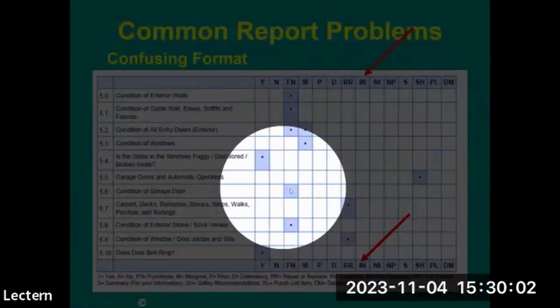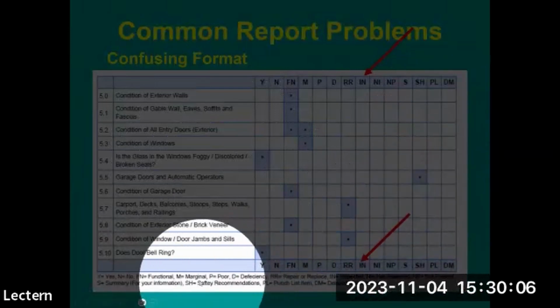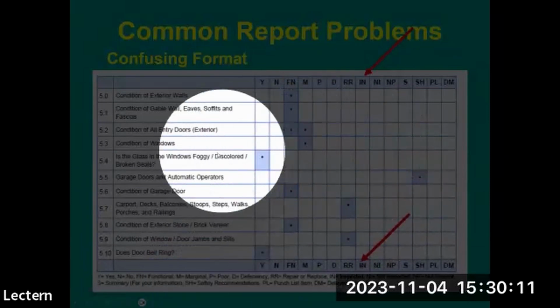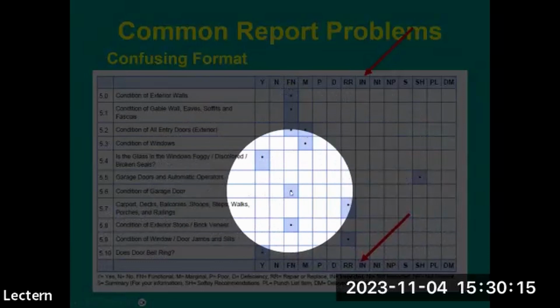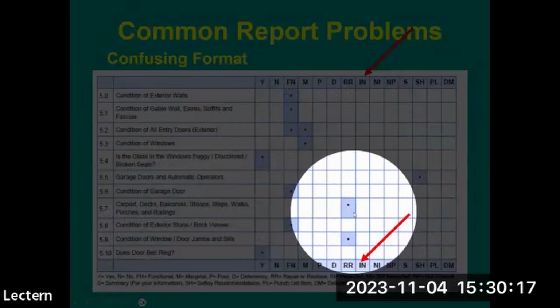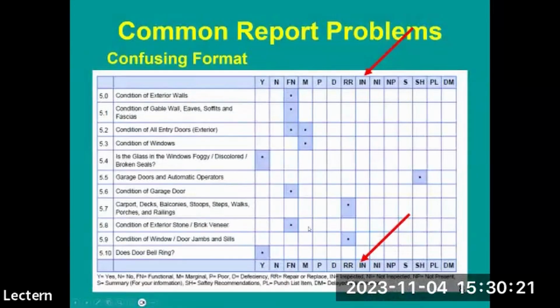Here we have garage doors and automatic operators. SH, oh, that's for safety, spelled wrong. What's this one? Condition of the garage door. Functional. Decks. Repair or replace. I mean, it goes on and on. I don't want to keep picking on it, but as a user of an inspection report, this is meaningless to me. It doesn't give me any useful information.